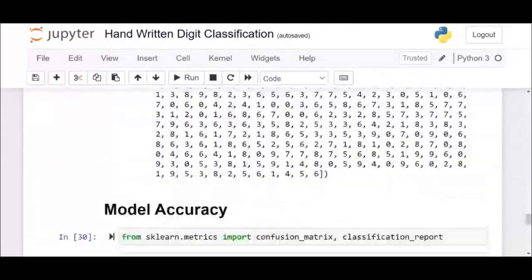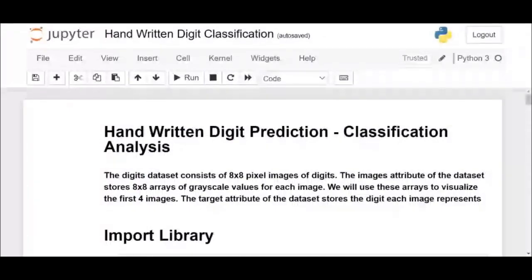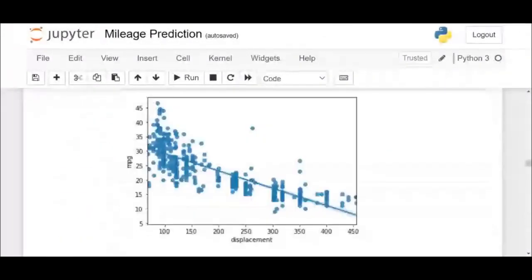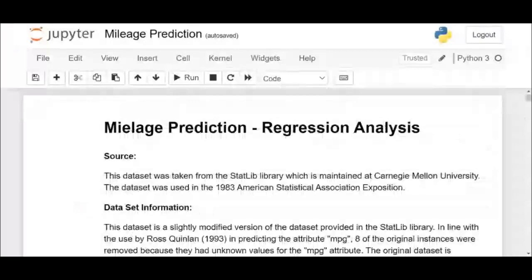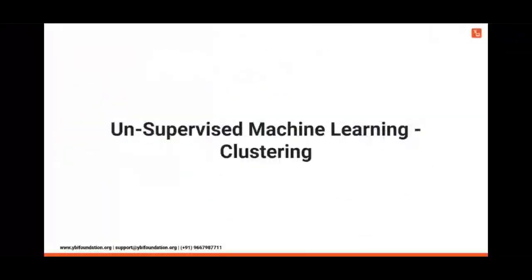So these are the two examples we have done in our predictive analytics, one with the image and one with the mileage. Any question so far?